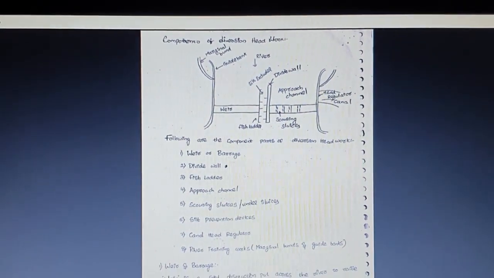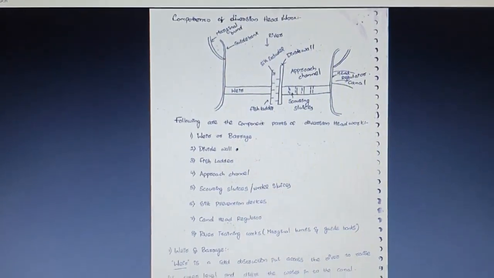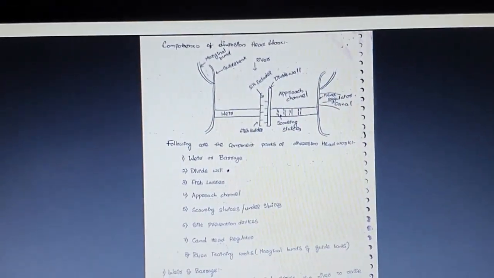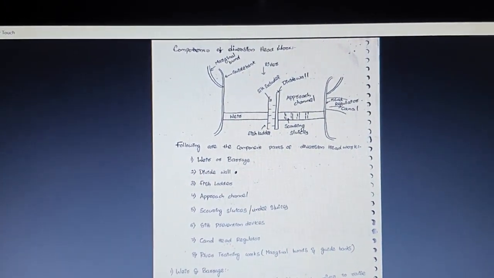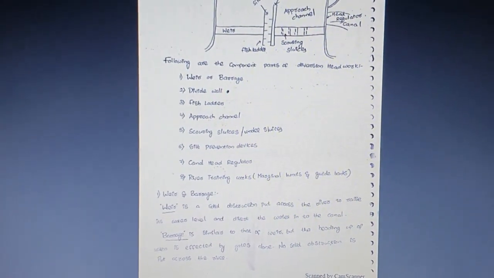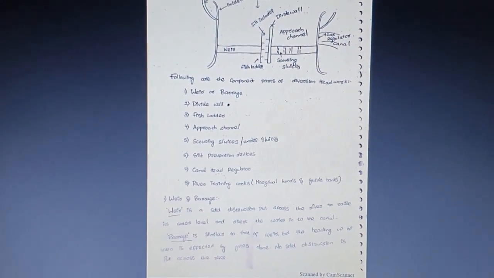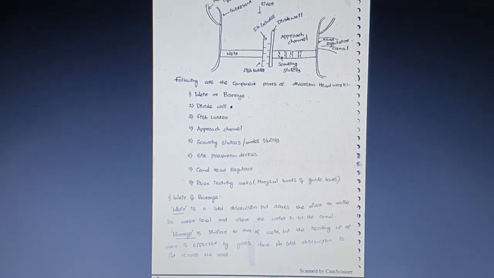First, we will be learning about each and every component. So in total, how many components are we having? We are having 8 components. First we will go on with the weir or barrage. So what is a weir or barrage? A weir is nothing but a solid obstruction put across the river to raise its water level.